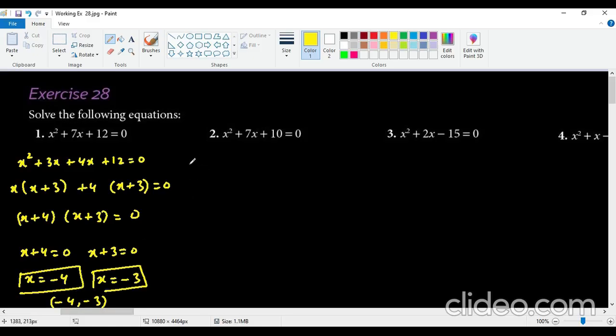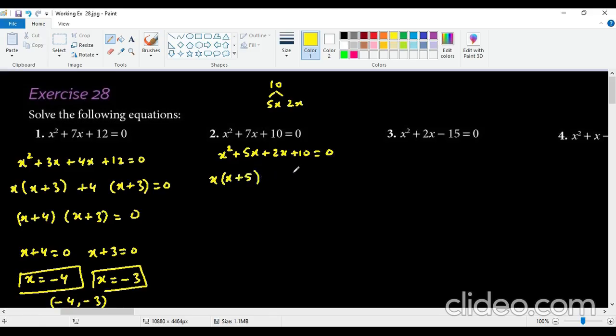Now when it comes to question number 2, it is 10 times 1 is 10, and we need to find the factors of 10 in such a way to give you 7. So 2 and 5 are the factors, 5x and 2x. So this is going to give us 10x square. So I will write x square plus 5x plus 2x plus 10 equals 0, finding the common factor between the first and second terms. So it's going to give you x plus 5.